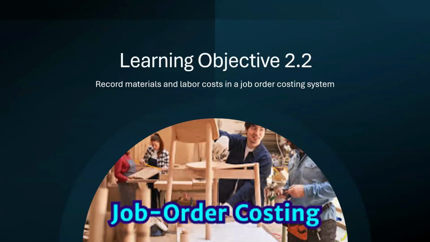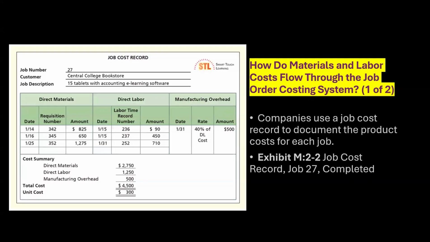Okay, so we're here at Learning Objective 2. Record materials and labor costs in a job order costing system. How do materials and labor costs flow through the job order costing system? A job order costing system tracks costs as raw materials move from the storeroom to the production floor, where they are converted into finished products.